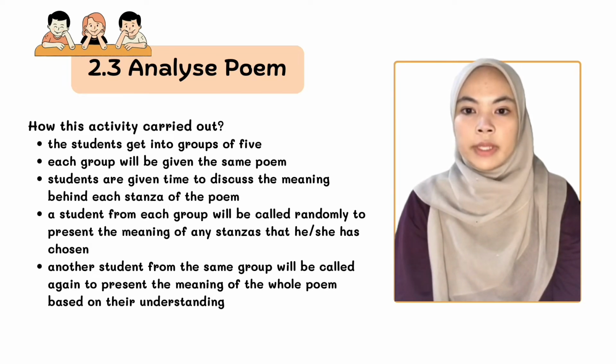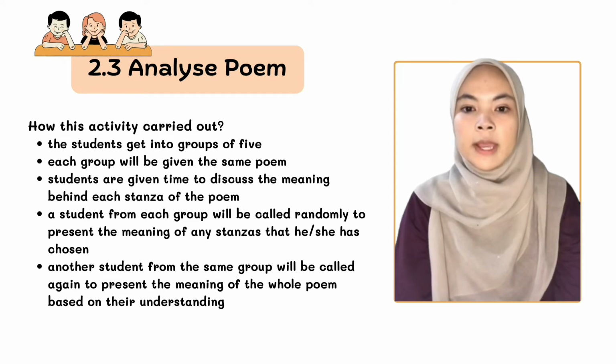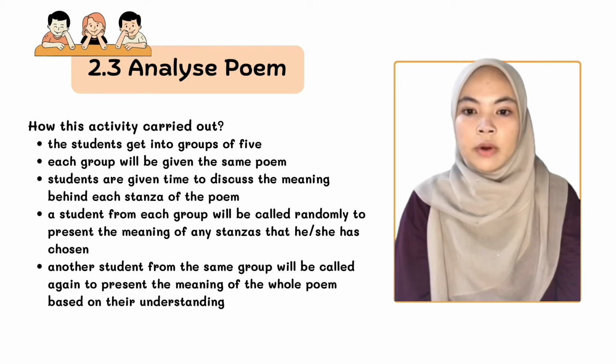While the discussion is going on, the teacher can facilitate from one group to another to make sure that the discussion is conducted well with the participation of all students. After 10 minutes, students from each group will be called randomly by the teacher to present the meaning of any stanza that he or she has chosen. Then, another student from the same group will be called again by the teacher to present the meaning of the whole poem based on their understanding. In this activity, there will be no right or wrong answers, and the teacher should be open to any answers that they have thought of.